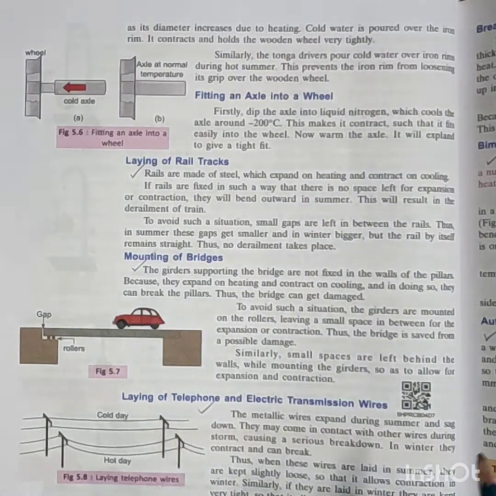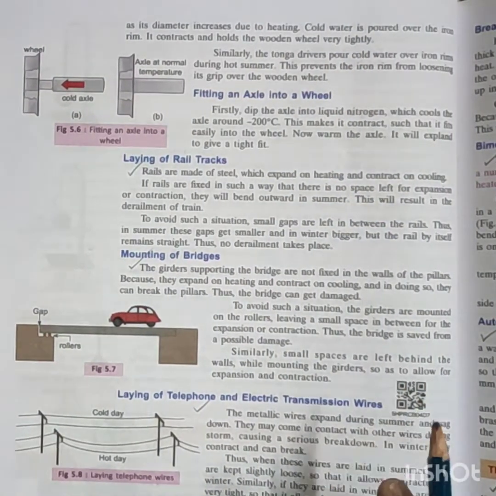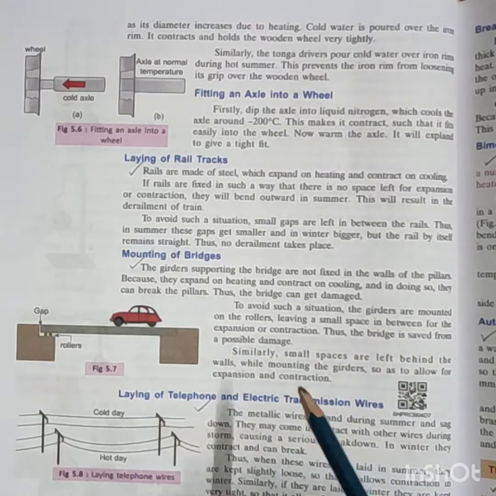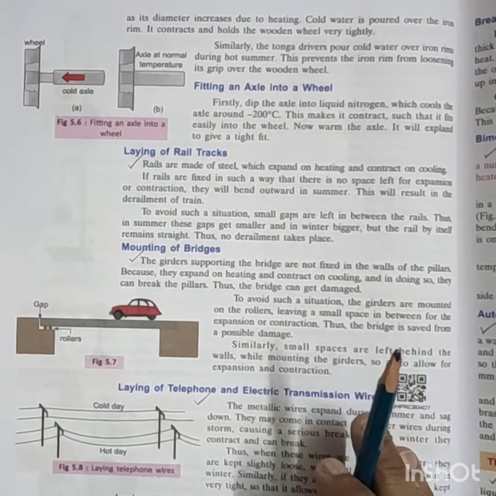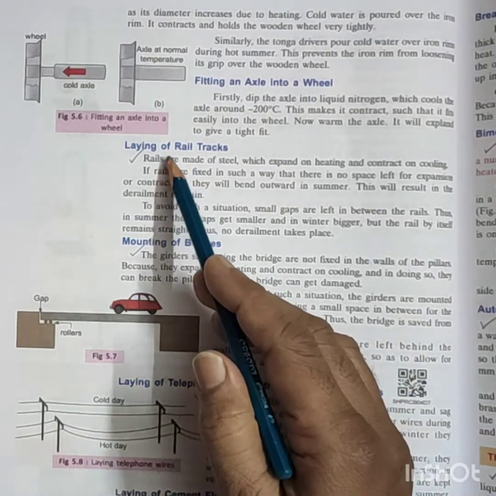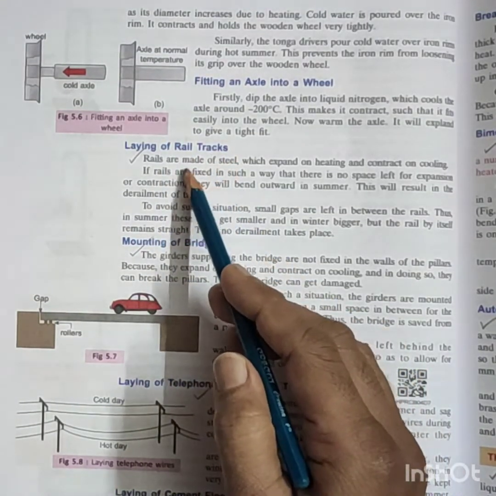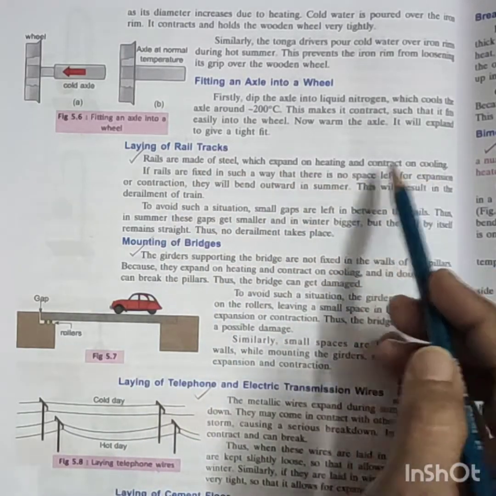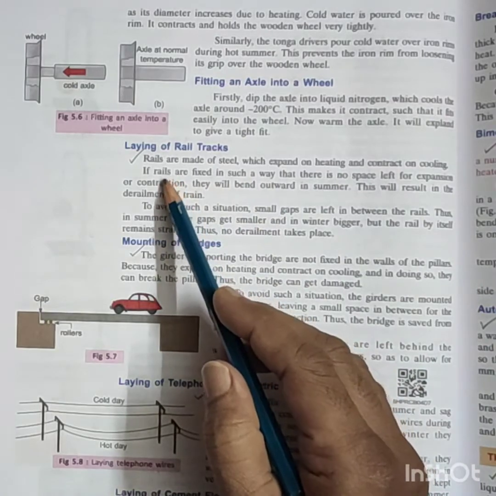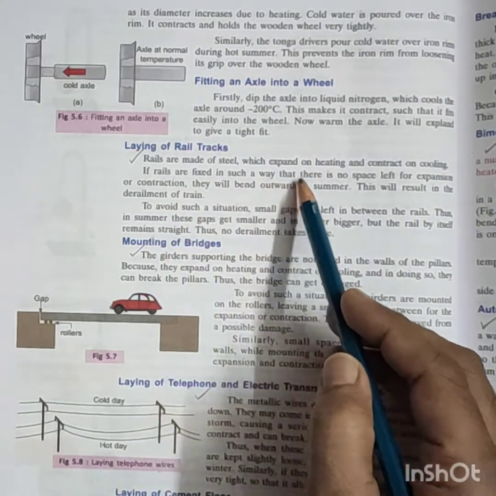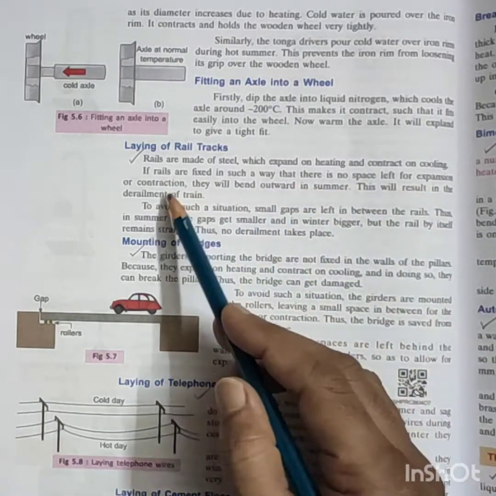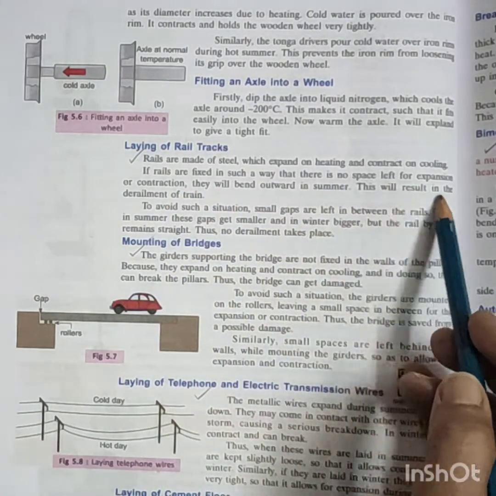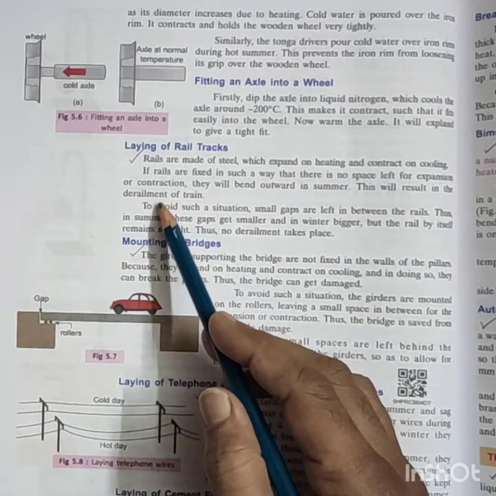This is the normal phenomenon we have seen in the bullock cart or tonga wheel. Now the next is very important: laying of railway tracks. Railway tracks are made of steel, which expands on heating and contracts on cooling. If rails are fixed in such a way that there is no space left for expansion or contraction, there will be a bend outward in summer. The result is derailment of the train.